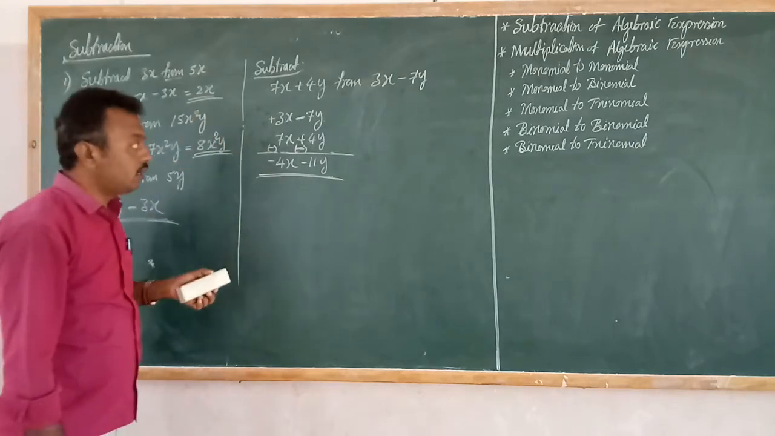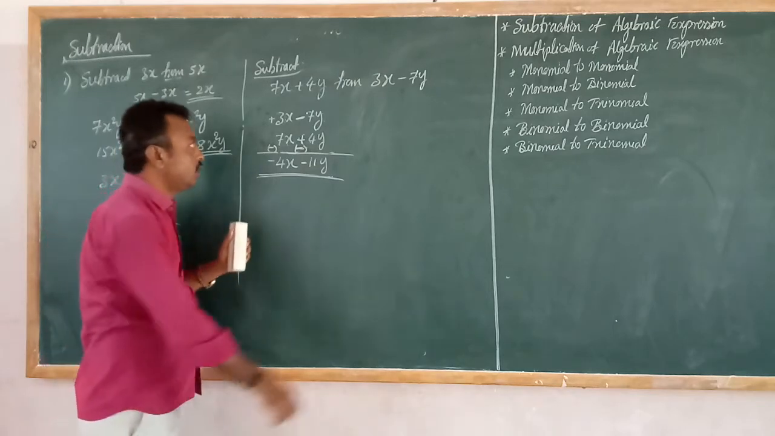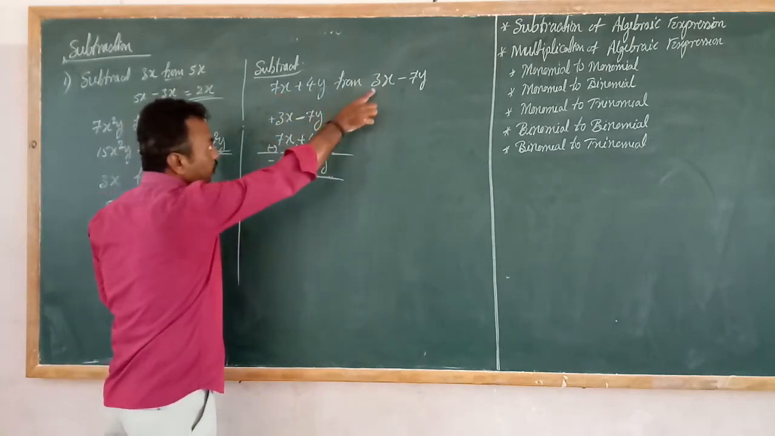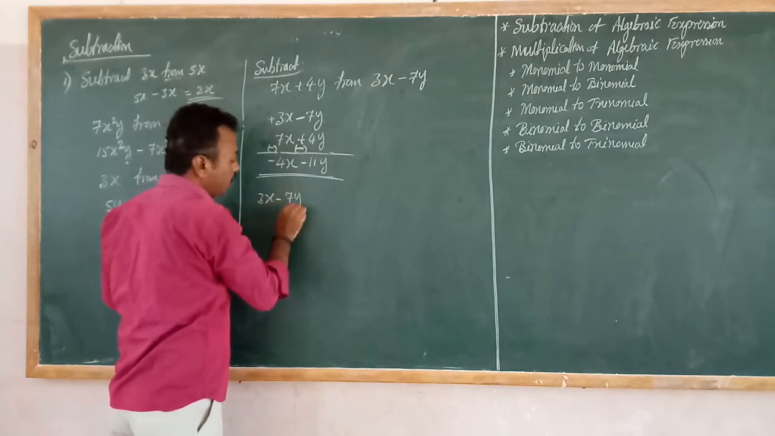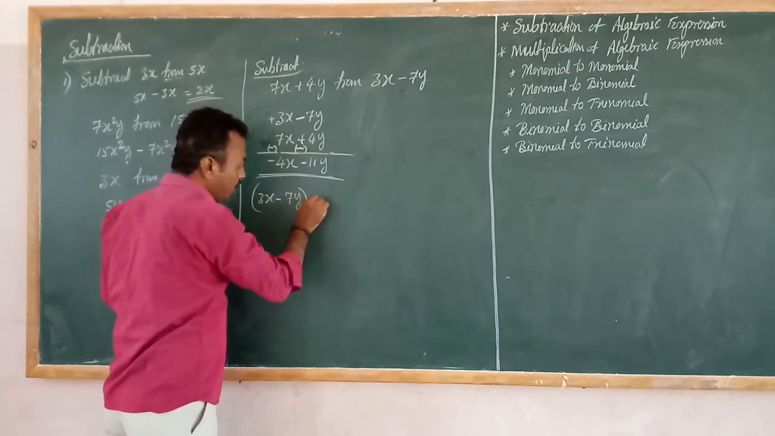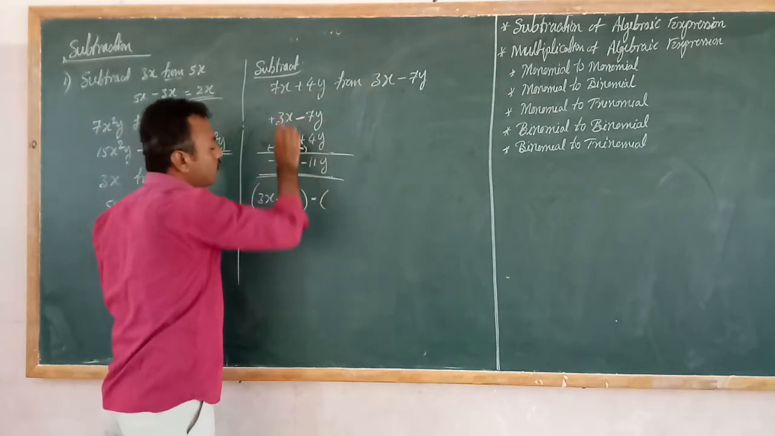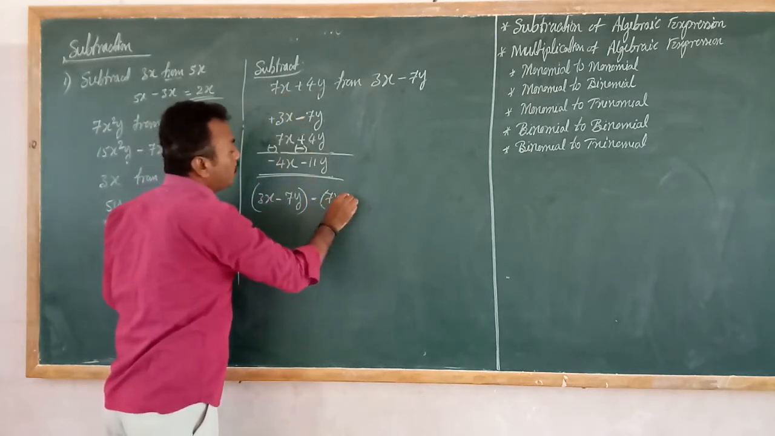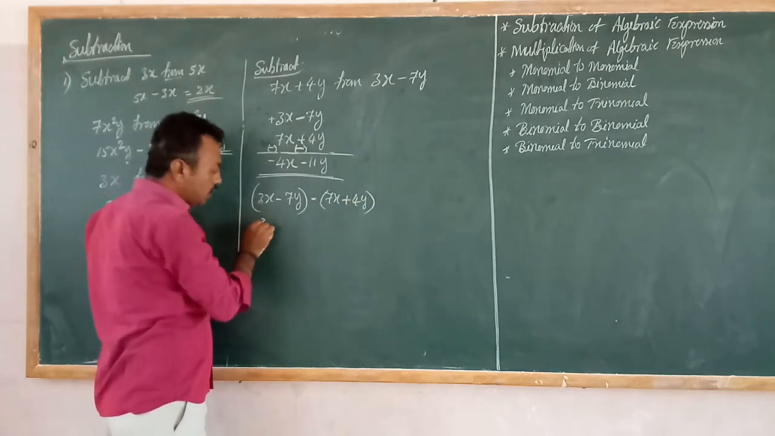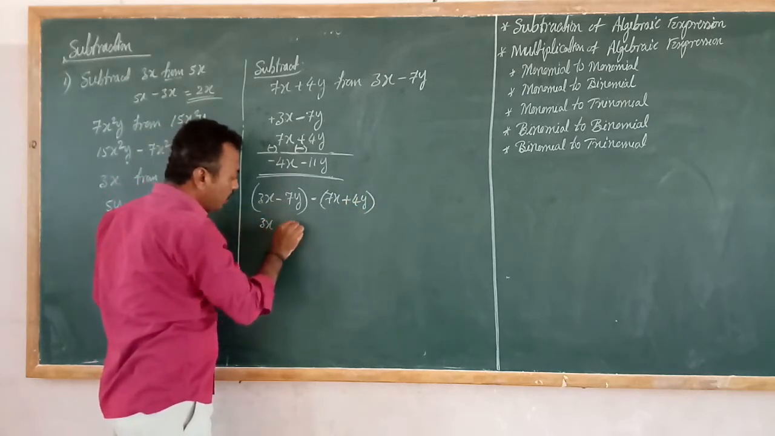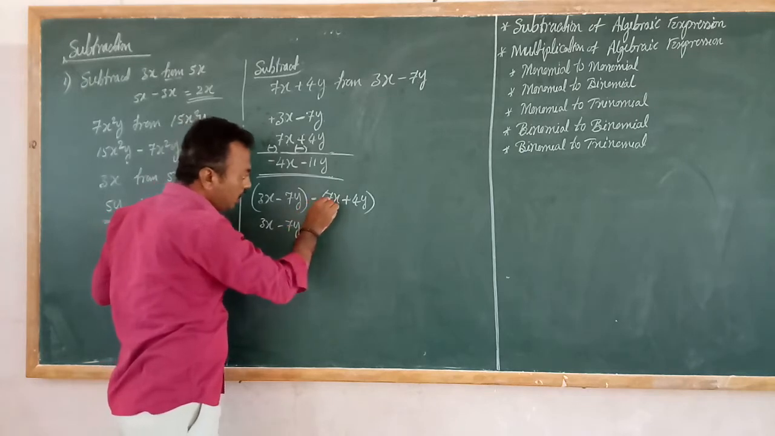Another method is the horizontal method. Very simple. First we write 3x minus 7y. After that, minus, then we write 7x plus 4y. Now 3x as it is, minus 7y. Then minus, and where nothing is written, it is plus.